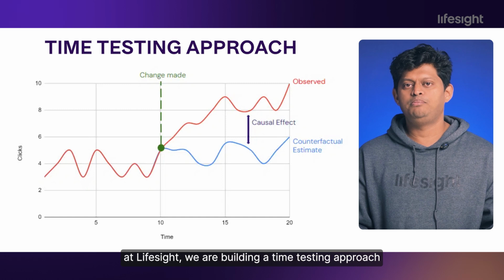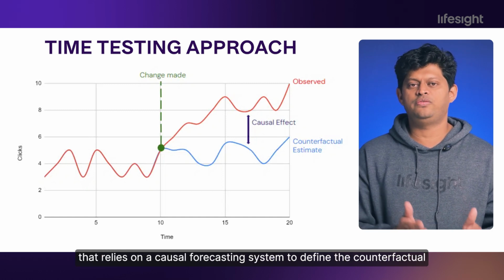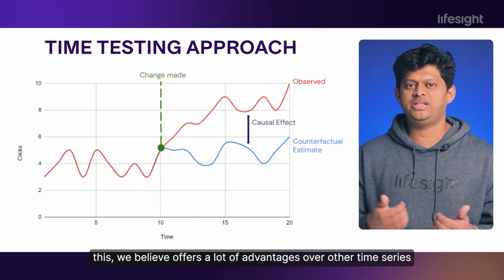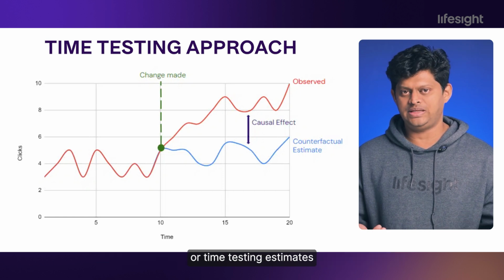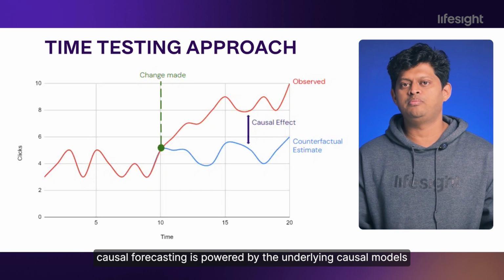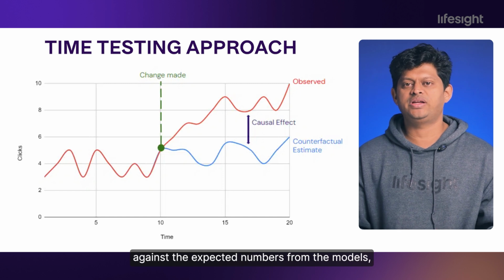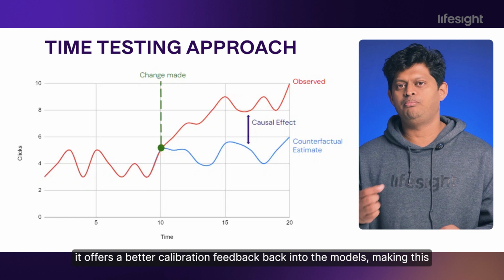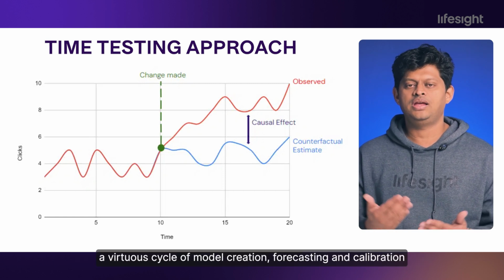At Lifesight, we are building a time testing approach that relies on a causal forecasting system to define the counterfactual. This, we believe, offers a lot of advantages over other time series discontinuity or regression discontinuity based causal impact or time testing estimates. Lifesight's causal forecasting is powered by the underlying causal MMM models. So if we can evaluate the result of the intervention against the expected numbers from the MMM models, it offers a better calibration feedback back into the models, making this a virtuous cycle of model creation, forecasting, and calibration.